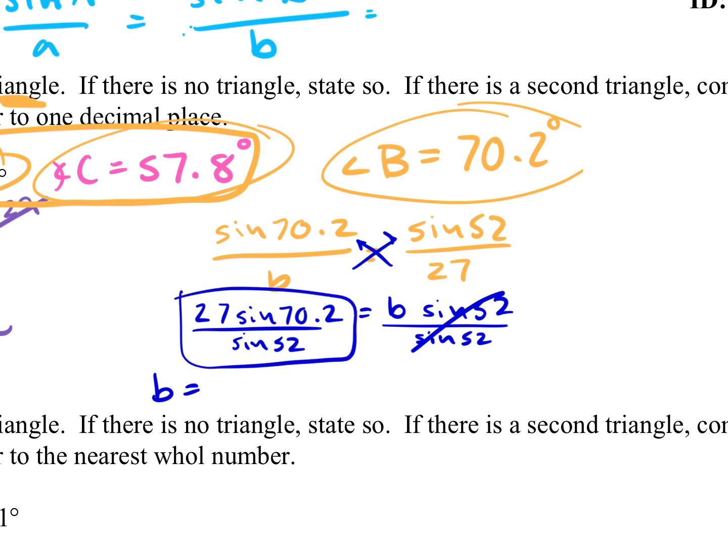So we're going to put this into our calculator. So 27 times sine of 70.2 divided by sine of 52. And you should get 32.2. If you put this all in your calculator in one shot, just make sure you close the parentheses. Most calculators will open the parentheses here. Make sure you close it before you divide. I usually will just do the top, put equals, and then figure out what the bottom is.